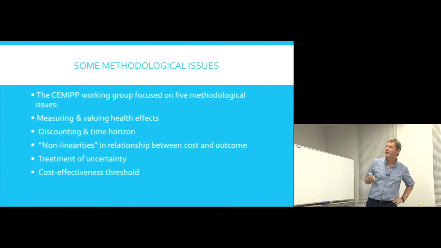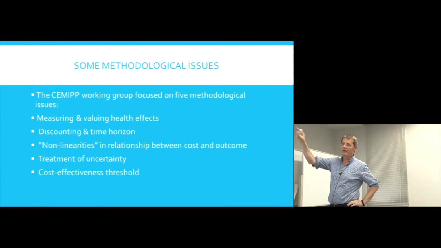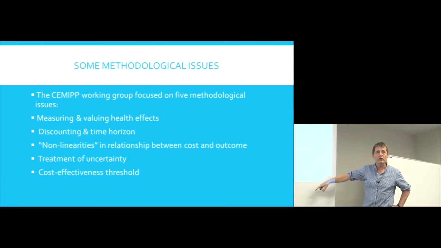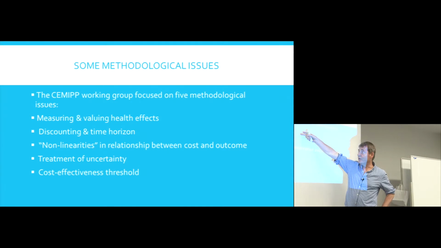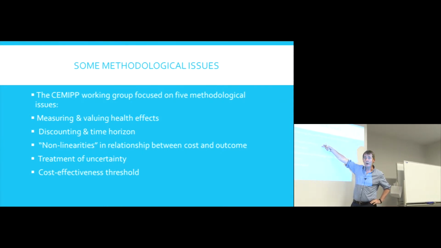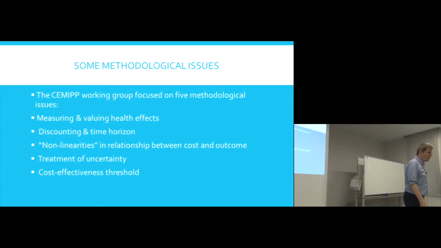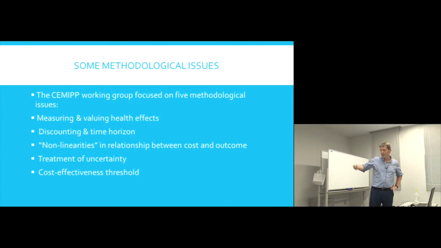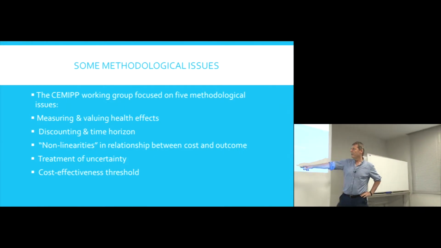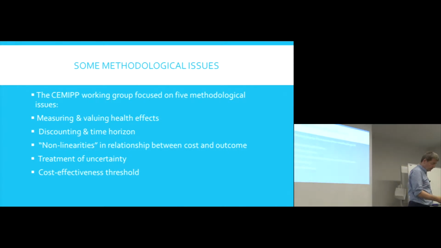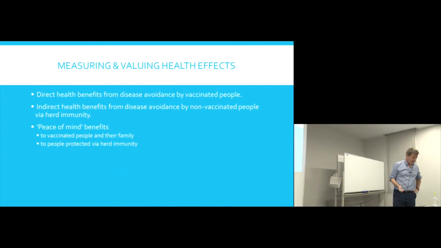And we decided, CMIP was the acronym for the working group, that there were 5 potential methodological issues. There were issues, unsurprisingly, around measuring and valuing health effects. There were issues around discounting and the time horizon. There were issues about what we call non-linearities in the relationship between cost and outcome. I'll explain these once I get to them. There's some question about treatment of uncertainty, and then a question about the cost-effectiveness threshold. And just a little bit on each of these.